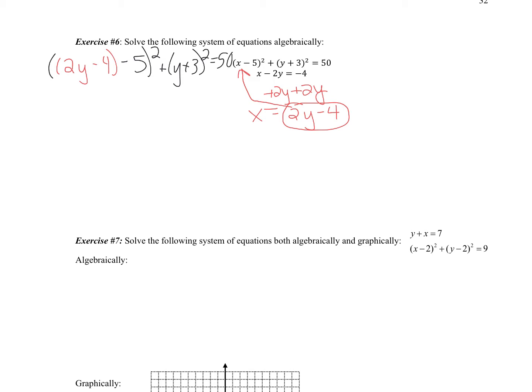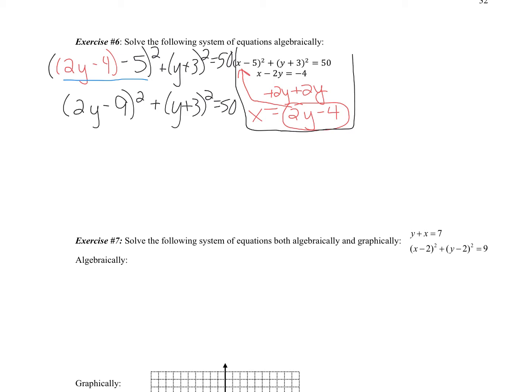Now, I'm going to have a bunch to write, but I'm going to take that one step to simplify what's in parentheses here next. So that's going to simplify to 2y minus 9 squared plus y plus 3 squared equals 50. We'll section this off just so we can see that was our starting value. So we need to write this twice. So I have 2y minus 9 times 2y minus 9 plus y plus 3 times y plus 3, and then equals 50.